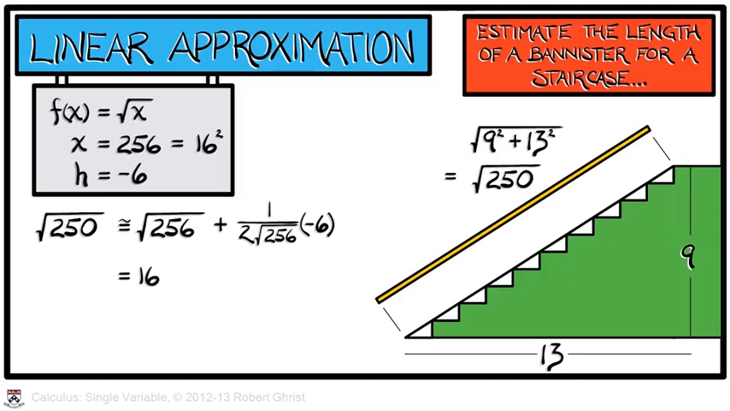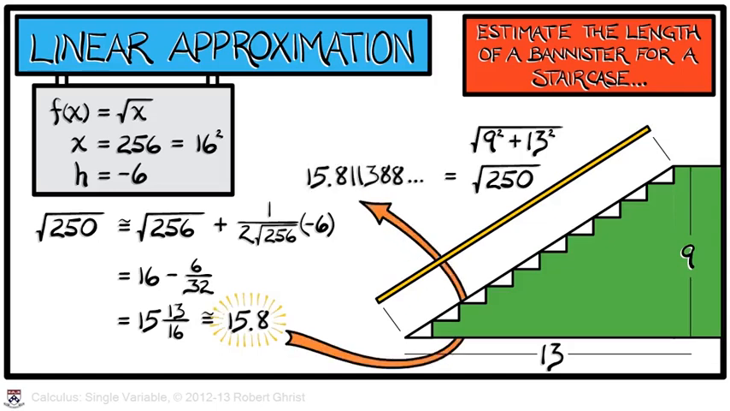Well, let's see. Square root of 256, that's 16, minus 6 over 2 times 16. That gives us 15 and 13 sixteenths as an answer. And that's not so bad of an approximation. That's about 15.8. The true answer is the same up to the first 3 digits. So in this case, linear approximation works pretty well.